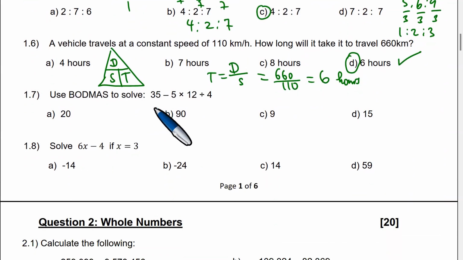Next question, 1.7. Use Bodmas to solve this. 35 minus 5 by 12 divided by 4. What's the answer, Lindsay? 35. What's the answer? I'm still calculating. Is the answer, is it 90? Let us check.